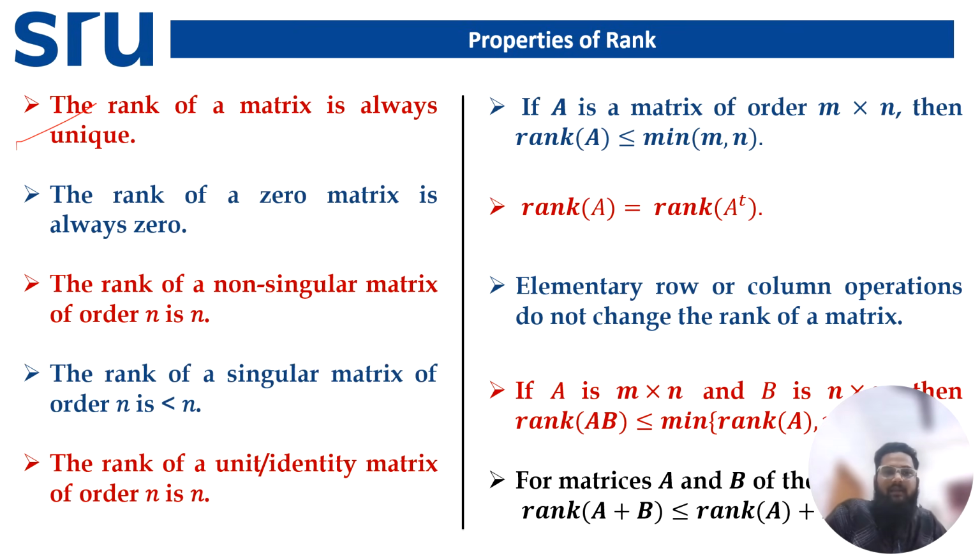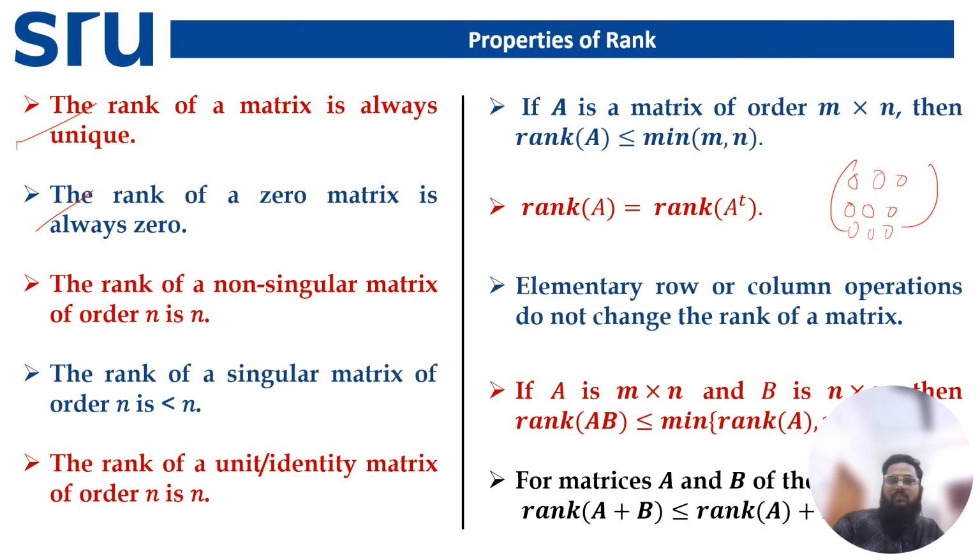Second, the rank of a 0 matrix is always 0. What is a 0 matrix? A 0 matrix means all elements are 0. Like this is the 0 matrix of 2 by 2. This is a 3 by 3 0 matrix. If this kind of matrix is there, you can easily see that there are no pivots, right? So there is no rank. Rank will be 0 in that case.